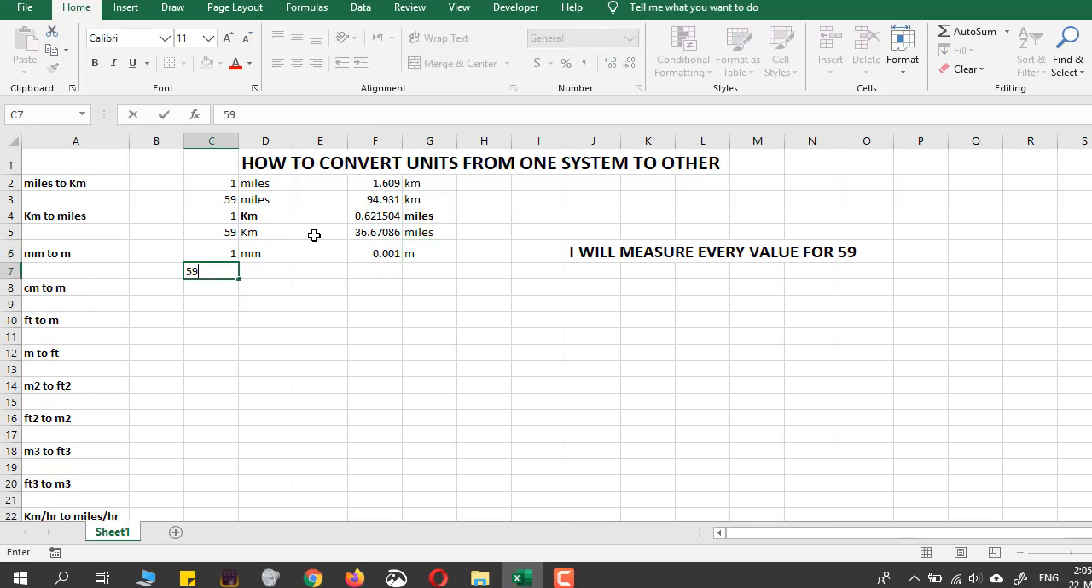So in 59 millimeters, I have 59 multiplied by 0.001 meters.